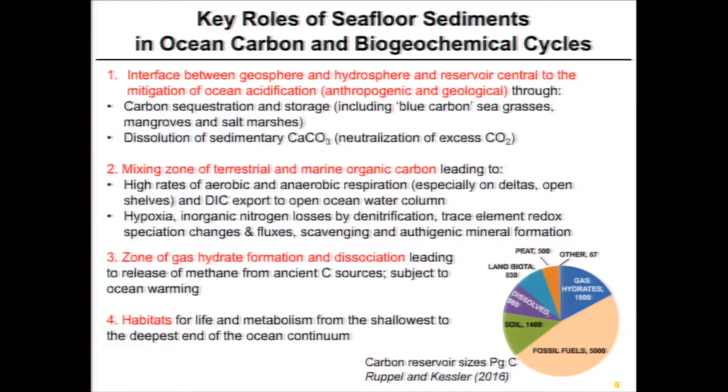Sediments, seafloor is also a mixing zone for terrestrial and marine organic carbon, and this can lead to high rates of both aerobic and anaerobic respiration. And this can then lead to the return of DIC to the water column and its export to the open ocean from margins. In our first session of this meeting, we heard about ocean deoxygenation and hypoxia.